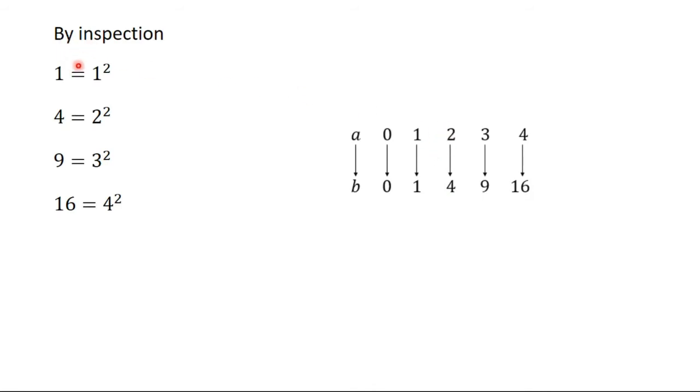So you see that by inspection, you can see that 1 is equal to 1 squared, 4 is equal to 2 squared, 9 is equal to 3 squared, 16 is equal to 4 squared. So there is a pattern repeating.